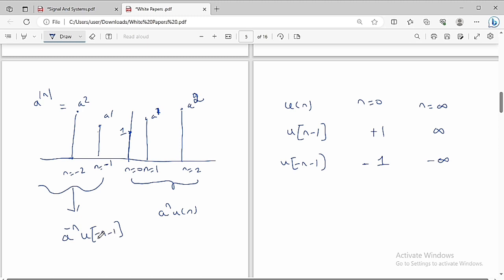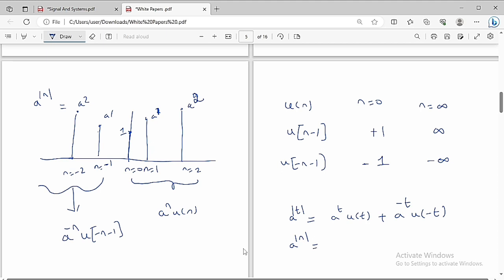So this point you always have to keep in your mind. Listen carefully. Suppose a to the power of mod t is there. How are you going to represent this? A to the power of t into u of t plus a to the power of minus t into u of minus t. This is the continuous time case.